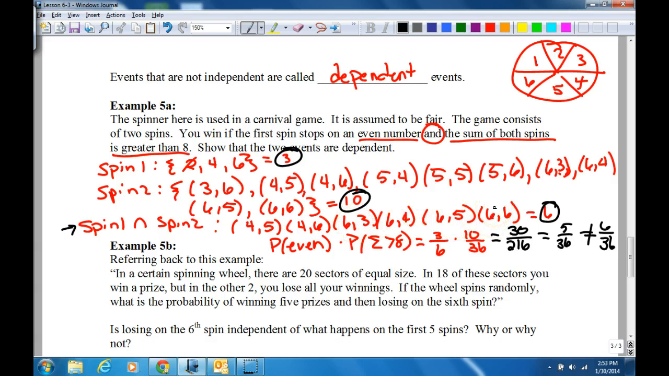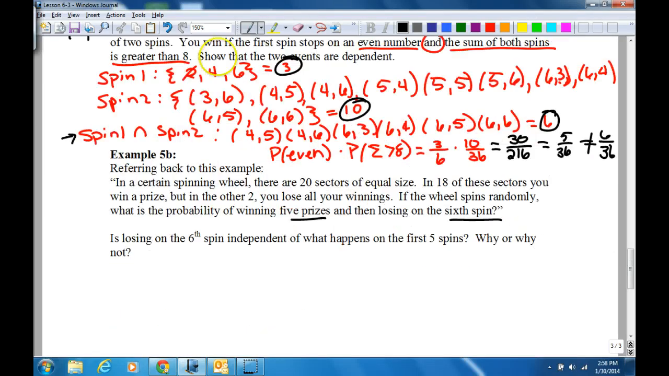So if I were to ask you to show me that they're dependent, this is how you go about doing it. So would P(even), the probability of even, just be? Yeah, you have just as many chances of winning on that last spin as you did before. So yes, this is independent, and you can just use a little bit of common sense for that. Okay?